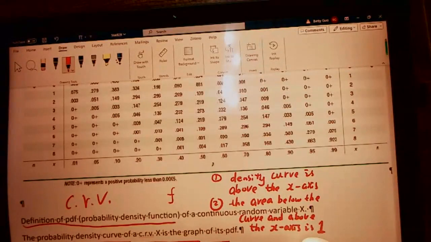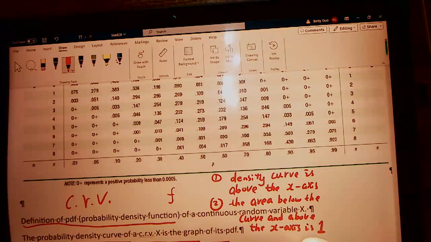Let's write down the two conditions first, and then I'll explain in detail. When we look at a density curve for uniform distribution, and when we look at the density curve for a standard normal distribution, the tool we use to study continuous random variable distribution is called the density curve. It is just the graph of the probability density function of the random variable.